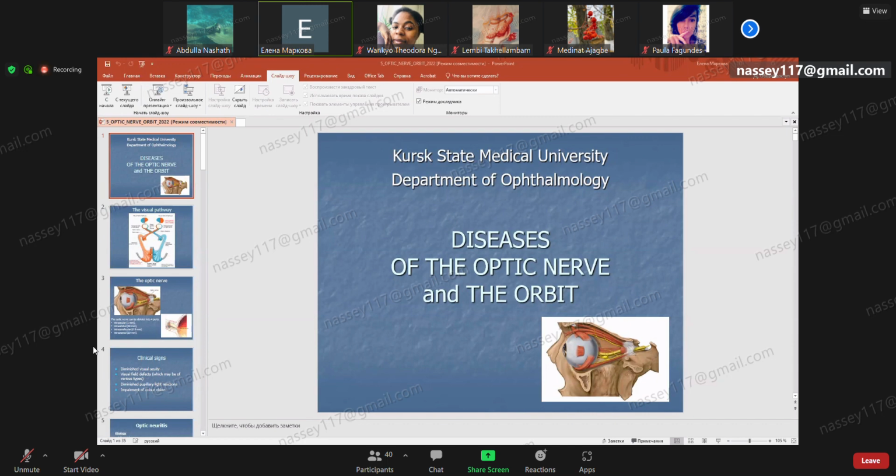clinical signs: diminished visual acuity, visual field defects, which may be of various types, diminished pupillary light reactions, and impairment of color vision. And now let's talk in detail about each pathology.